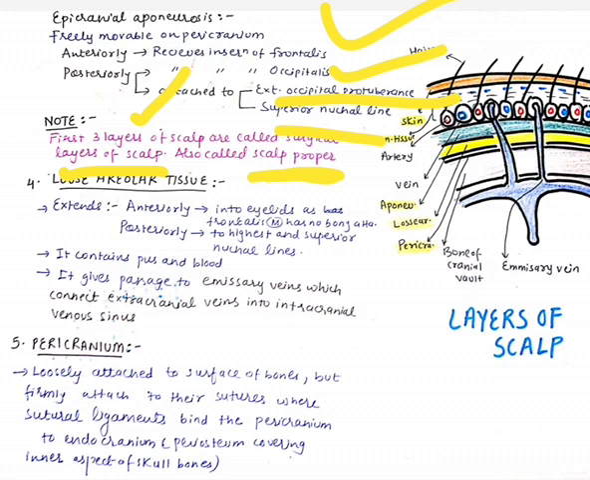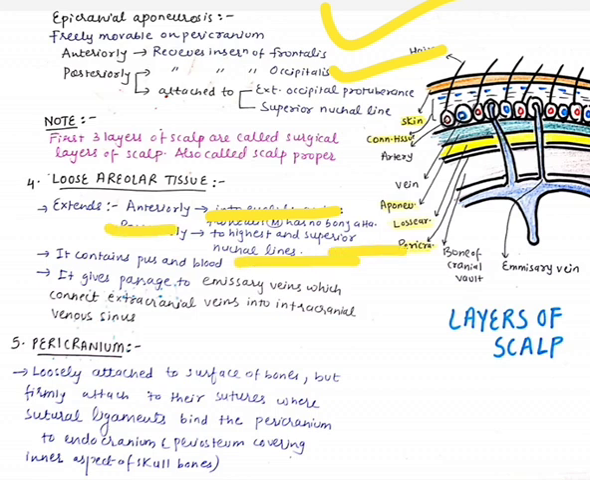Now the fourth one, that is the loose areolar tissue. The loose areolar tissue extends anteriorly into the eyelids, as frontalis muscle has no bony attachment. So anteriorly the loose connective tissue extends into the eyelids, and posteriorly it extends to the highest and the superior nuchal lines. Now it contains pus and blood. It passes to the emissary veins, which connect the extracranial veins to the intracranial venous sinus.